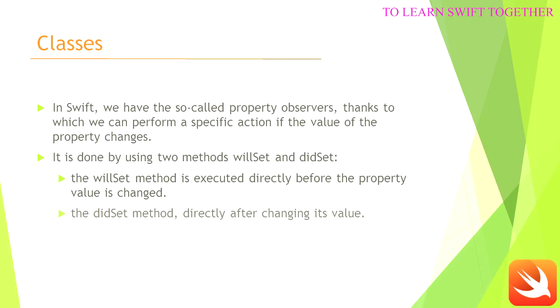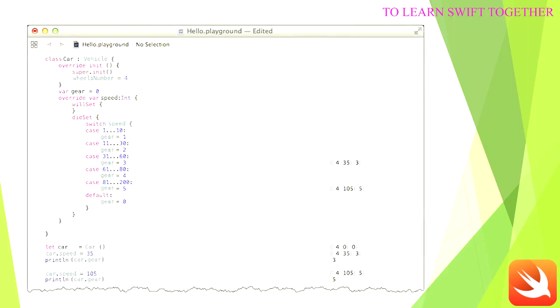Let's return to our sample Car class. Since our car has an automatic gearbox, the value of the gear will change depending on our speed. Naturally, we're simplifying this a bit for the purpose of the exercise. The gear change implementation was included in the didSet method. The moment the speed reaches a value in any of the specified ranges, the relevant gear is shifted.